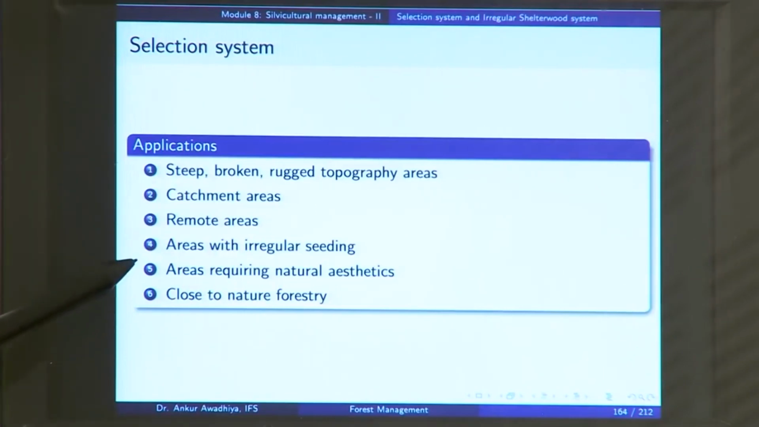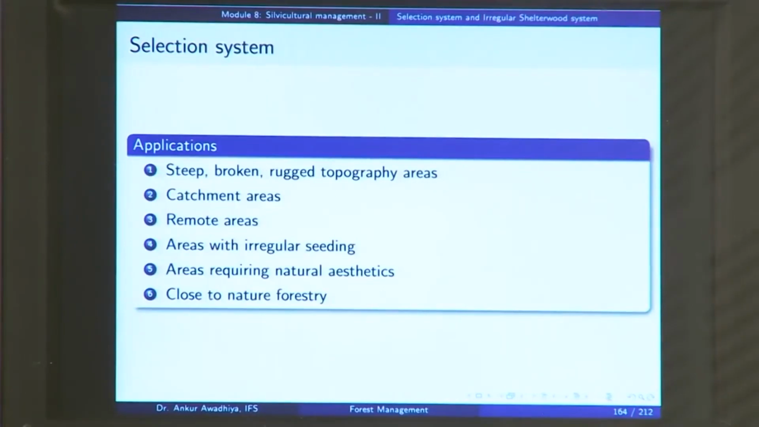Then it is also used in areas that require natural aesthetics. For example, wildlife areas, areas that have wildlife, but you are managing them for timber. So you want to maintain a canopy cover, and the habitats and the cover for the wildlife. Now, in a selection forest, you are only removing the very old, very mature trees with larger DBH, and even in a natural system those trees would die off. So what you are doing in a selection forest is maintaining the forest in a very natural state. So it becomes very useful for wildlife as well, because their habitat is preserved.